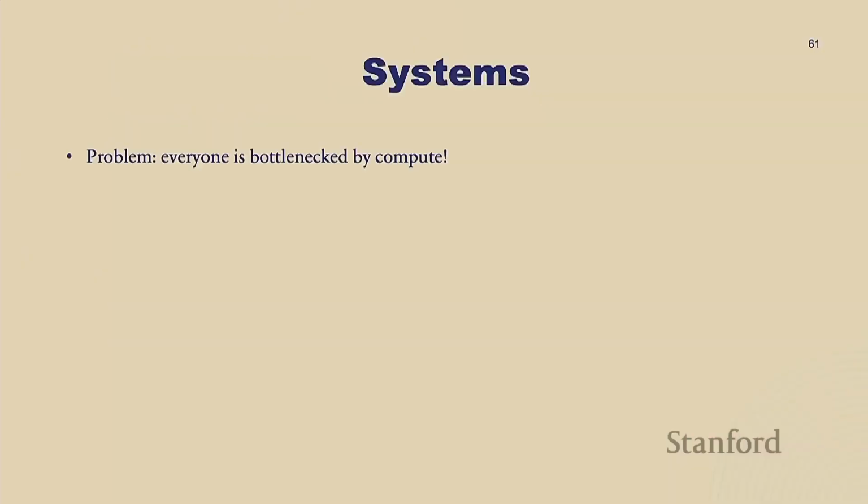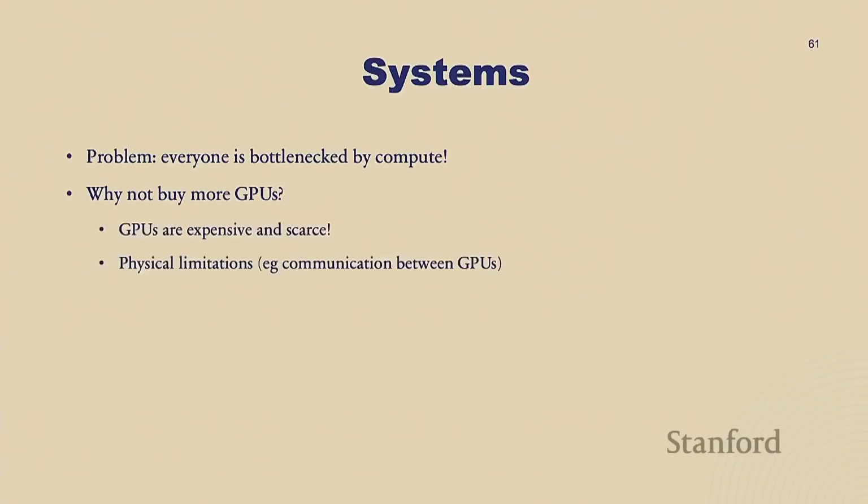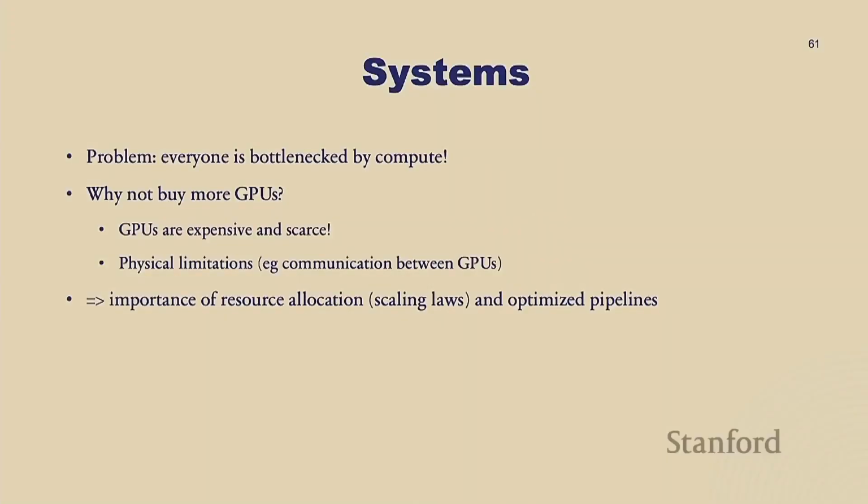Systems, as we said, for everyone, the bottleneck is compute, it's the huge bottleneck. One question you might ask is why not buy more GPUs? GPUs are expensive, but also scarce. Even if you have $10 million right now, you cannot buy the best GPUs. There are also some physical limitations. When you have multiple GPUs, you have to communicate between them, and that takes time. So just buying more GPUs is not that easy. It's really important to think about how you allocate resources and how you optimize your pipeline.